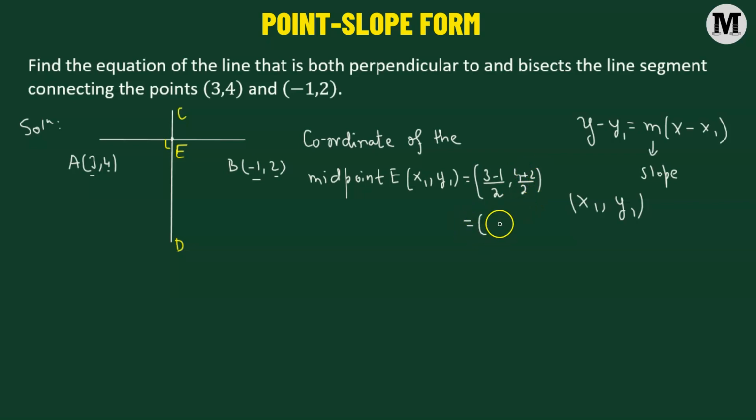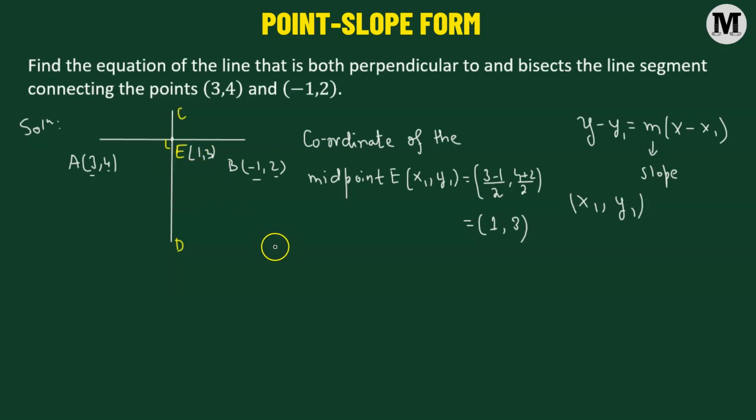So that's going to be equal to, 3 minus 1, that's 2. 2 divided by 2, that's going to be 1. Then we have 4 plus 2, that's 6. 6 divided by 2 is 3. So the coordinates of point E are (1, 3). Now that we have the point E, our next goal will be to determine the slope of CD.